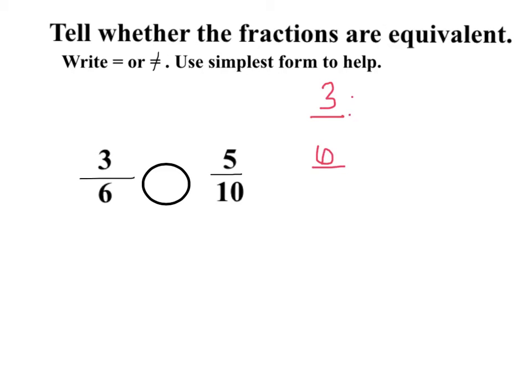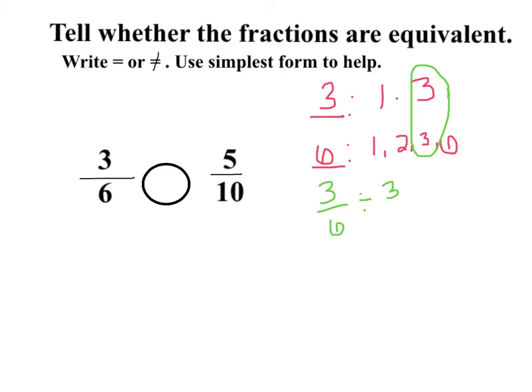My factors of 3 I know are just 1 and 3, and my factors of 6 are 1 and 6, and 2 and 3. So those are my factors, and now I need to find the greatest common factor. Well, I can see that my greatest common factor is 3. So I'm going to divide my 3/6 by 3/3.